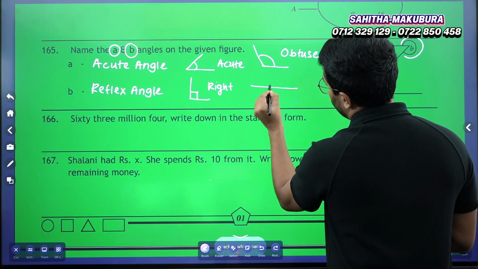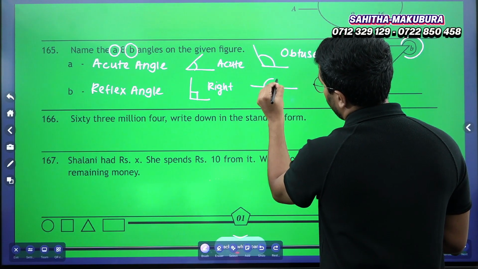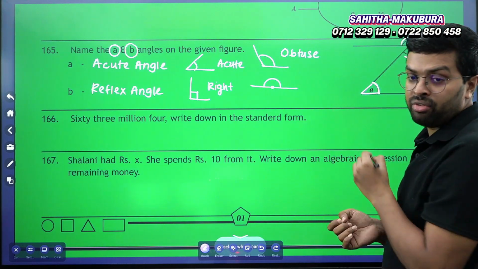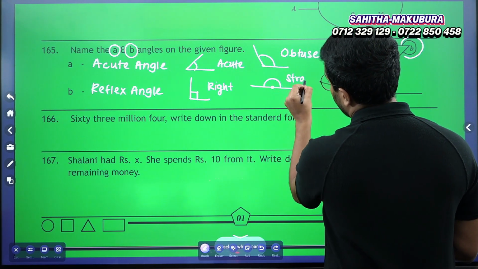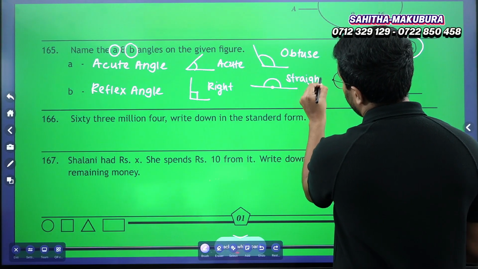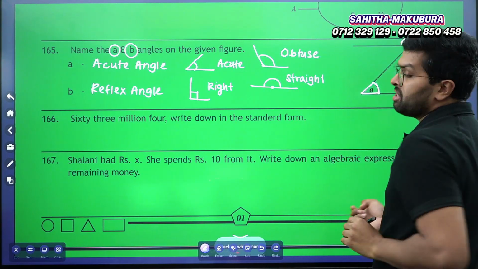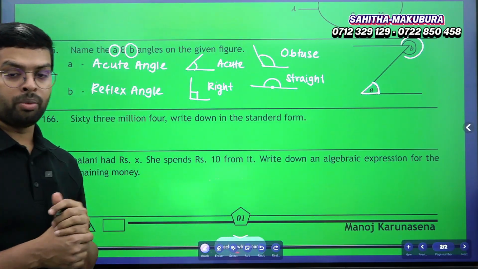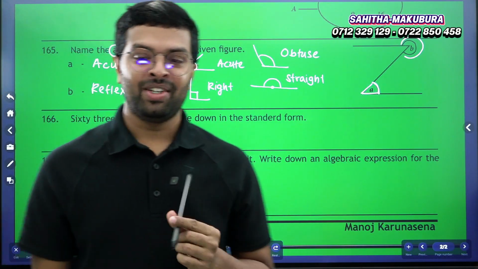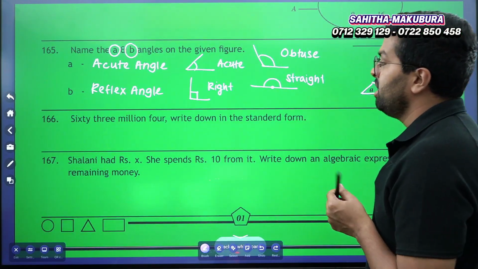Then when it comes to a straight line segment, again there is an angle forming. This is a straight angle. And the final one, the largest type, is a reflex angle. Alright, hope you can remember. Yes. Alright, okay, moving on.